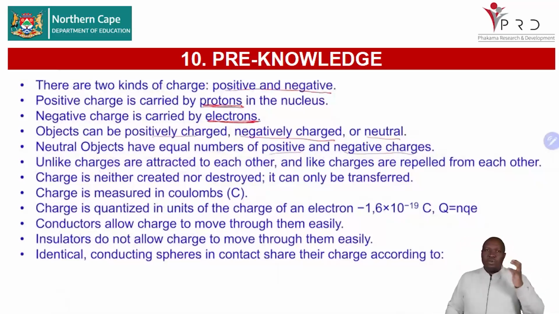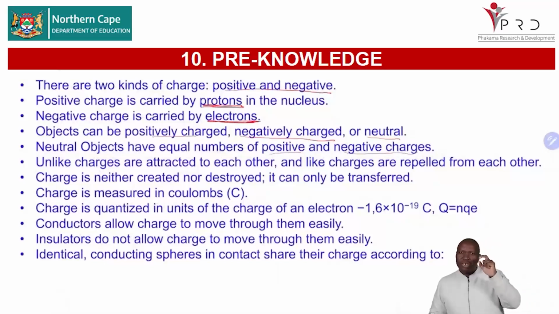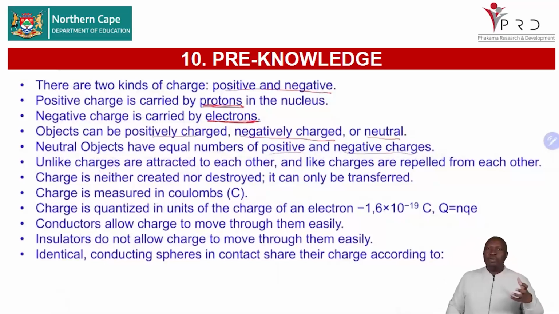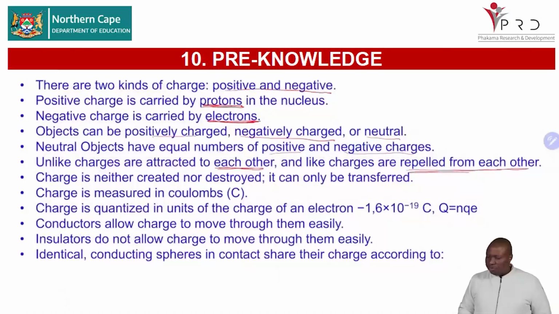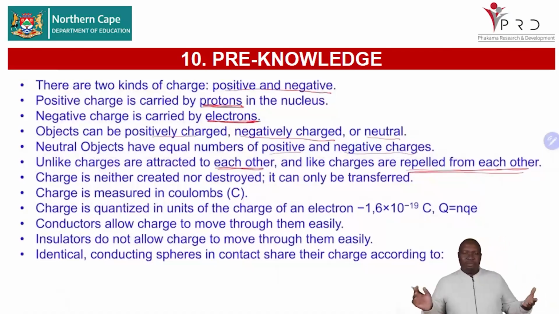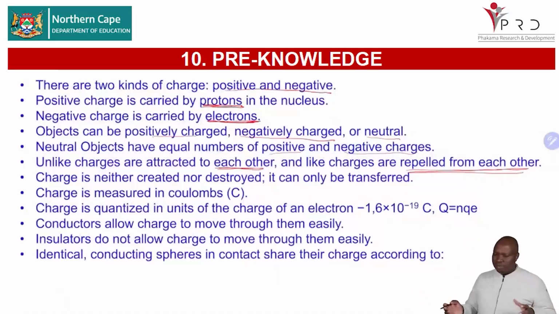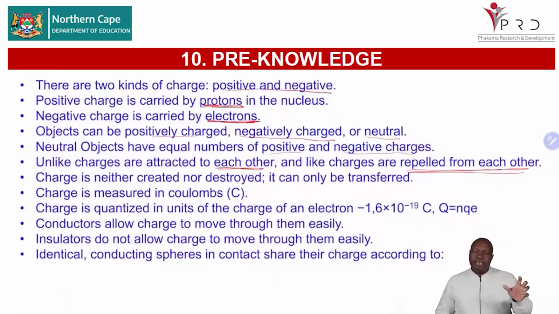However, immediately when you see an atom having a positive charge, you know that it has lost electrons. When you see an atom with a negative charge, you know that it has gained electrons. Now, unlike charges are attracted to each other. We talked about that when we were talking about electric field patterns. And we said like charges are repelled from each other. You have seen when we have a positive and a positive, they repel one another. When you have a negative and a negative, they repel one another. But when you have a positive and negative, you saw how the electric field patterns are drawn.